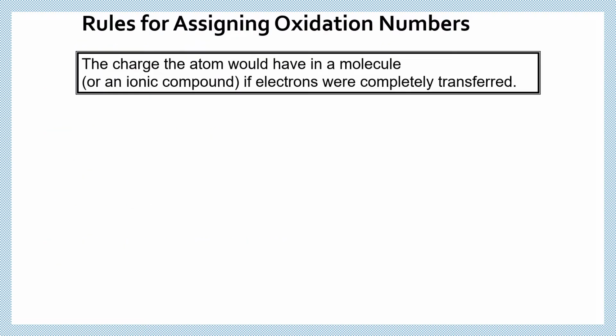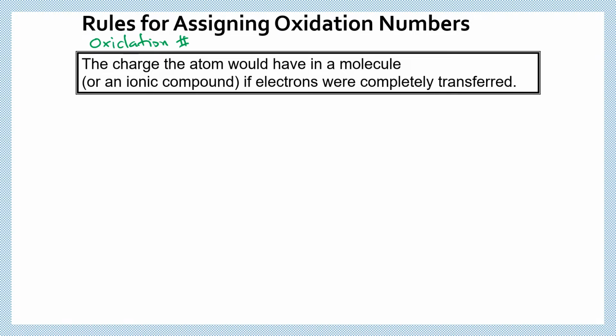The definition of an oxidation number is the charge the atom would have in a molecule or an ionic compound if electrons were completely transferred. So that right there, y'all, is the definition of oxidation number.